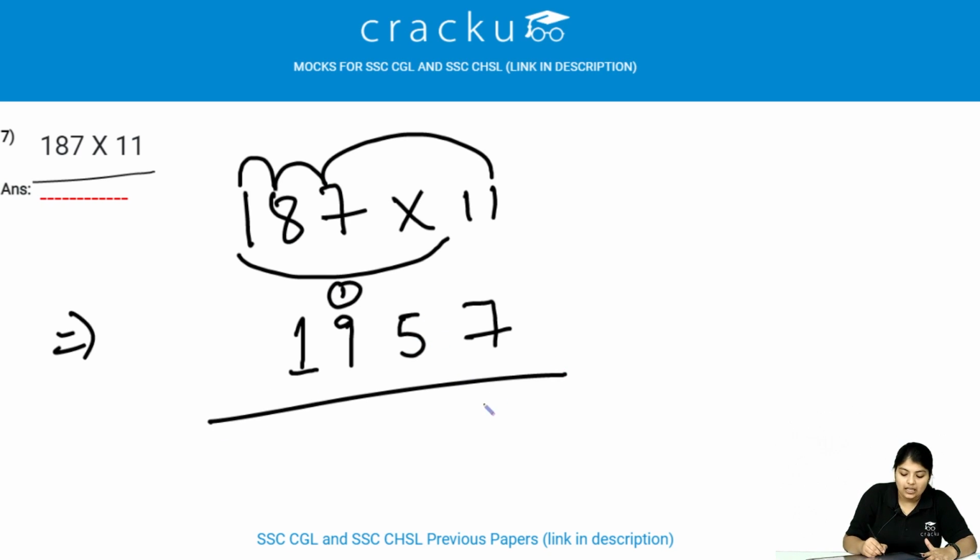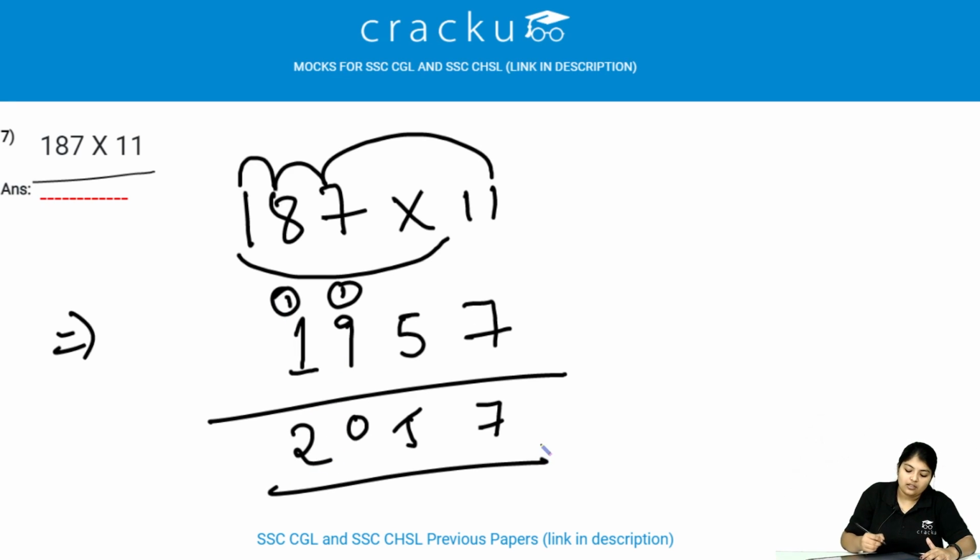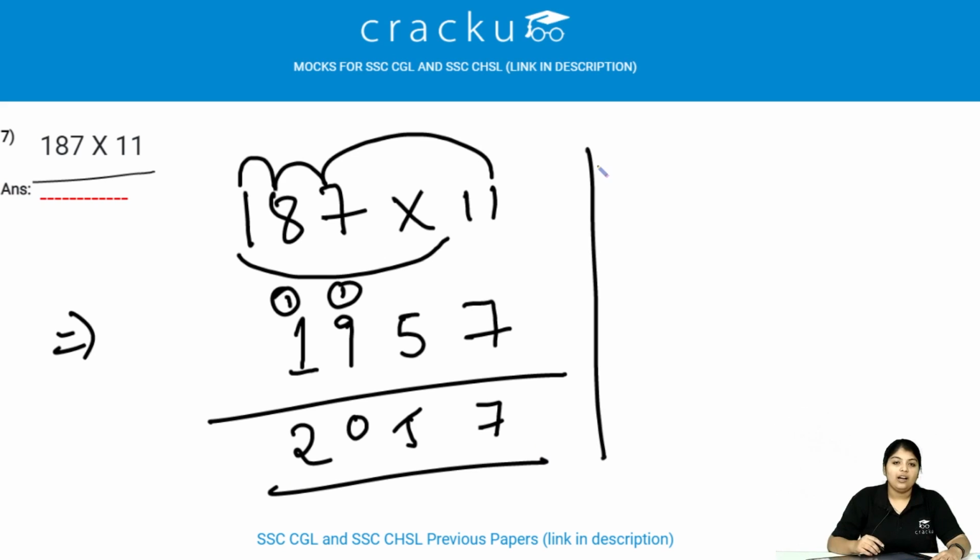So the answer will be 9 plus 1 is 10 again. So now again you have to carry. You should not write 10 here. 1 plus 1 is 2. The answer is 2057. I hope you are clear with this.